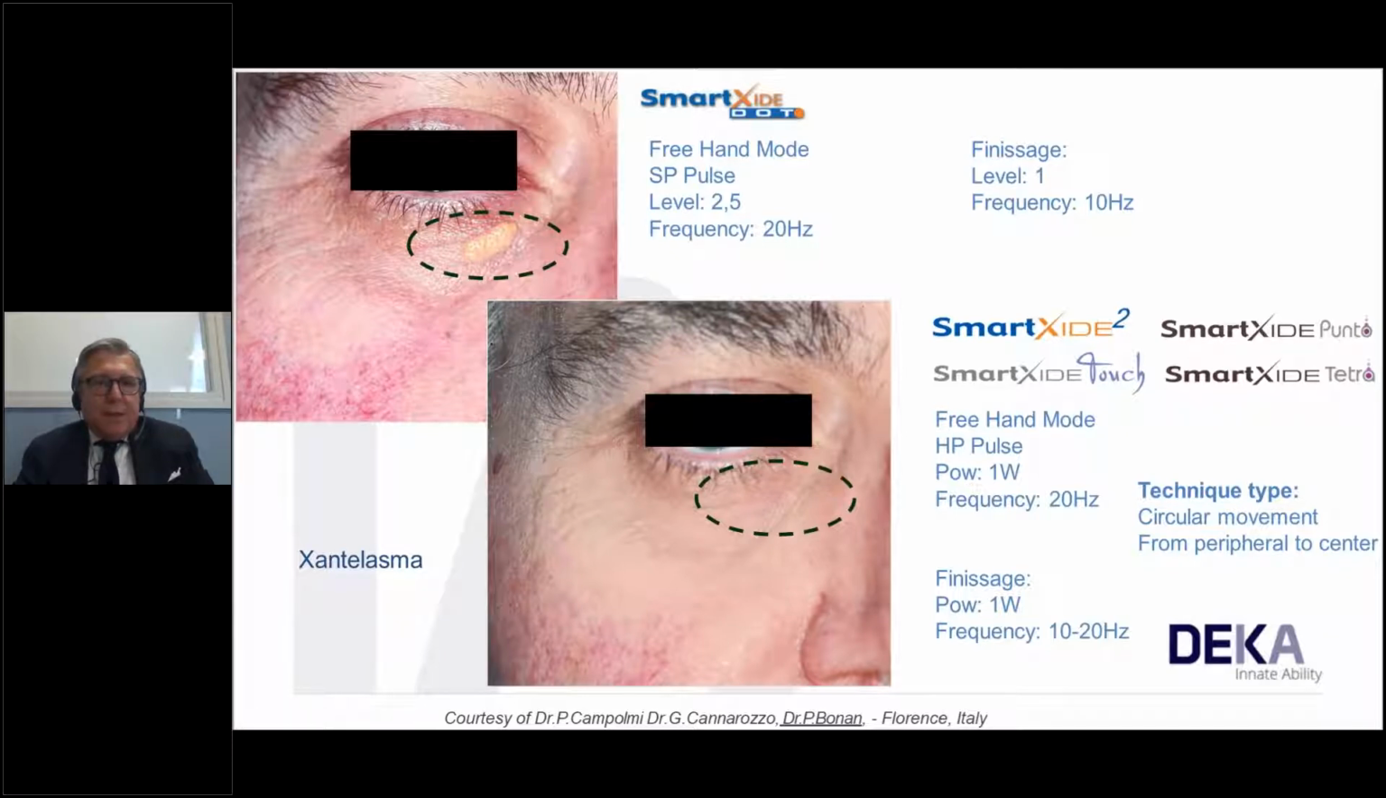On the left, with the Smartxide DOT, we start with 2.5 and then we finish with level 1. We start with 20 Hertz, we finish at 10 Hertz. With the new platform, normally we start with HP pulse and we finish with S pulse, but using 1 watt and frequency at 20 Hertz.